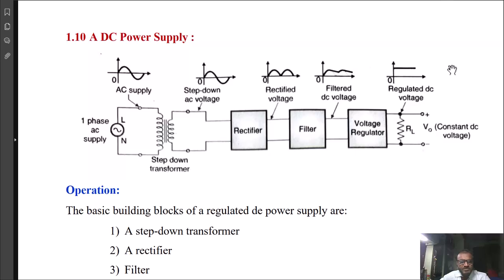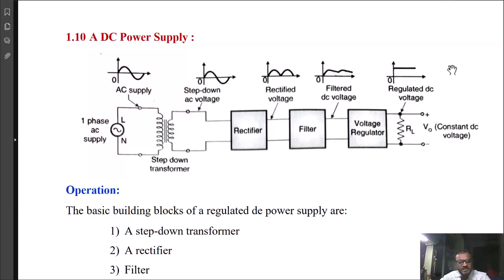We have 230 volt RMS single phase 50 Hz AC supply that feeds the primary, and the secondary voltage is lower than the primary voltage that can be chosen. Normally, it can be 5 volt RMS or 9 volt RMS or 12 volt RMS or 15 volt RMS and so on for electronic circuits.